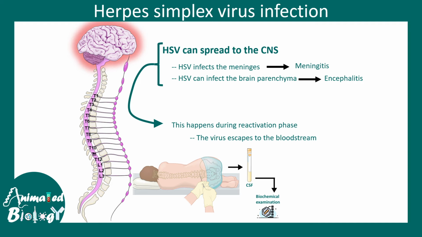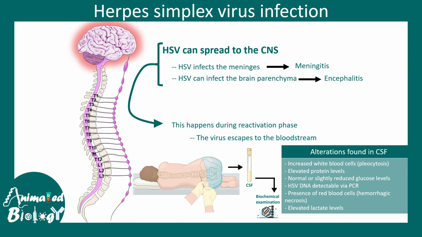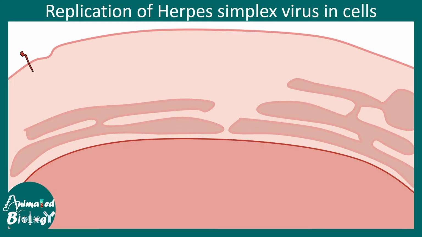So there are several alterations which are found in the CSF. Increased white blood cells, elevated protein levels, increased red blood cells, elevated lactate levels. All these are pretty characteristic for herpes infection.